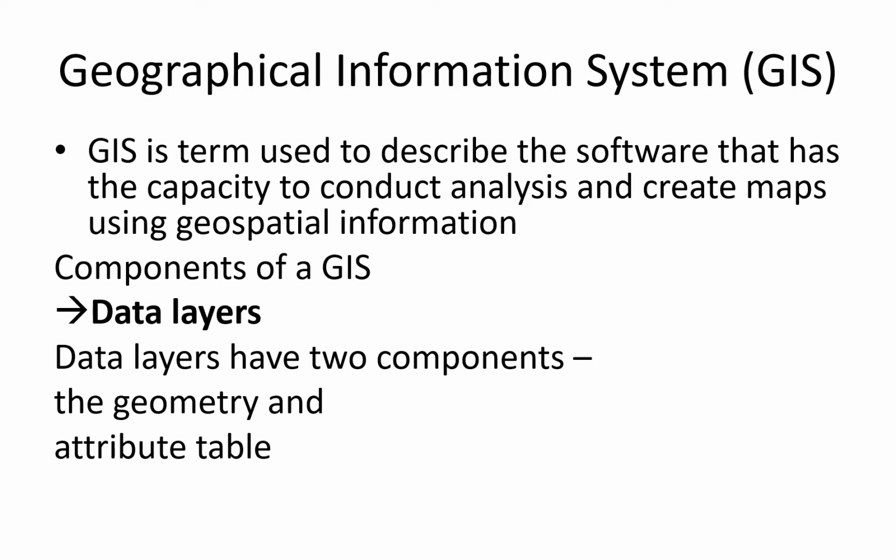So we look at the components of a GIS and we say that the first component is what we refer to as data layers. So these data layers have two components. The first one is the geometry and the second one is the attribute table.